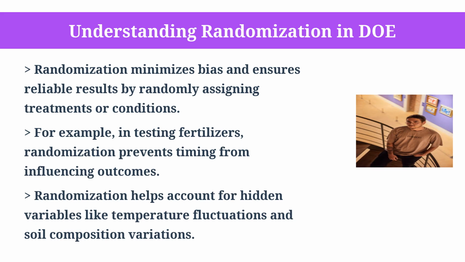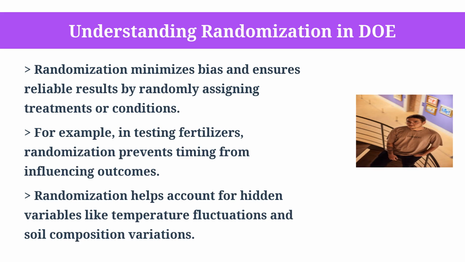For example, if we're testing different types of fertilizer on plant growth, simply alternating between two types might lead us to conclude one is better due to timing rather than actual effectiveness. But why do we need randomization?